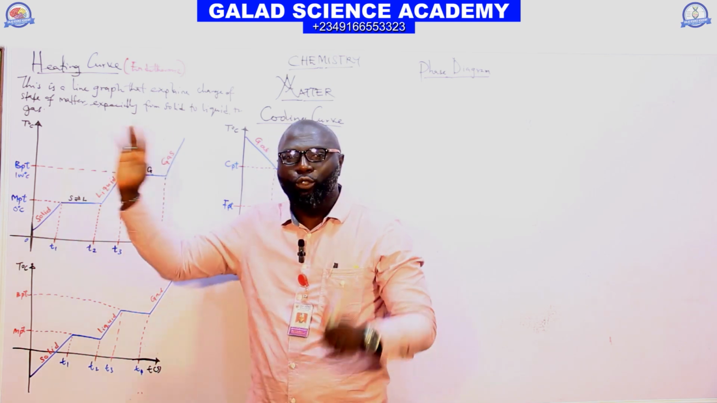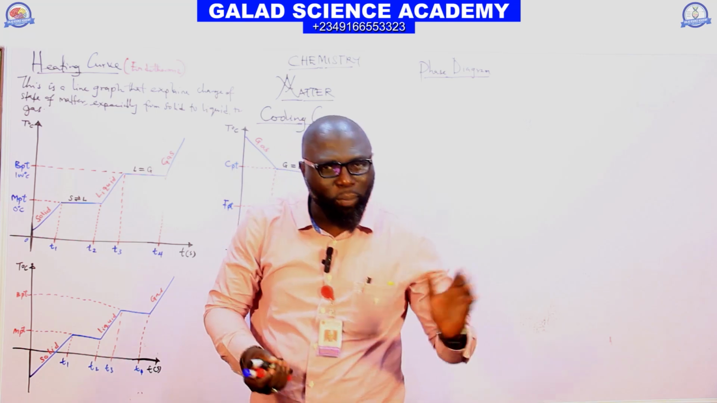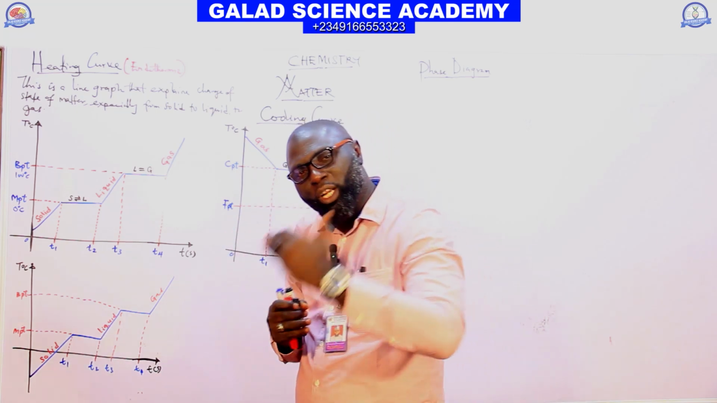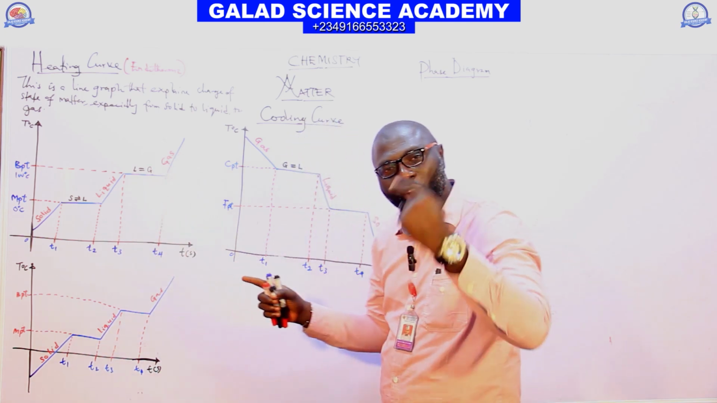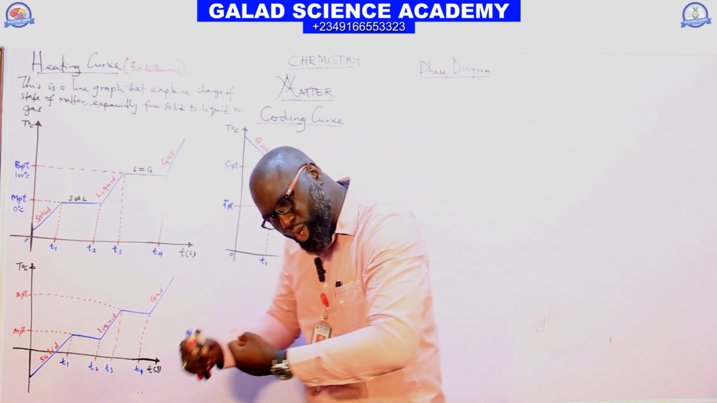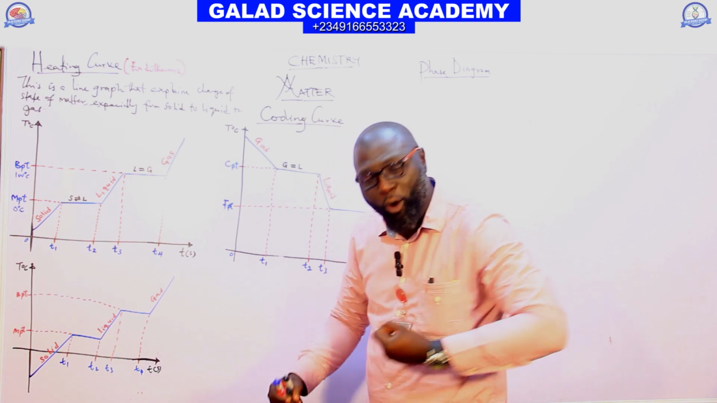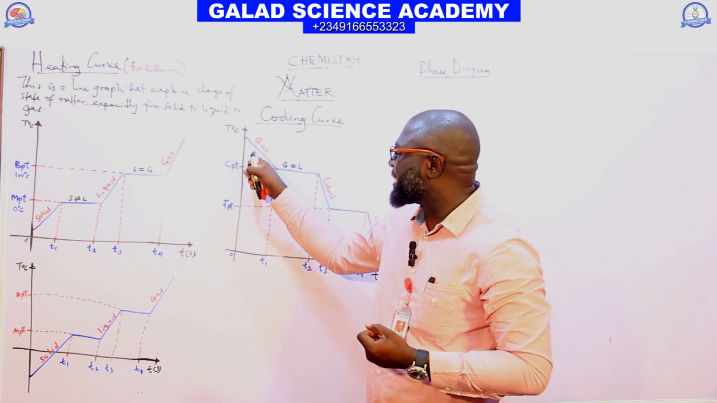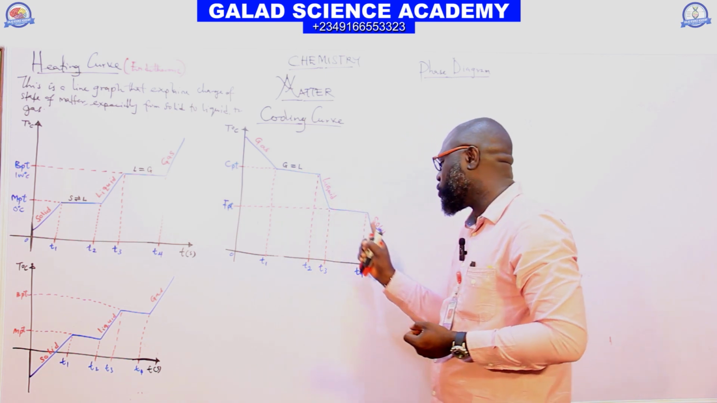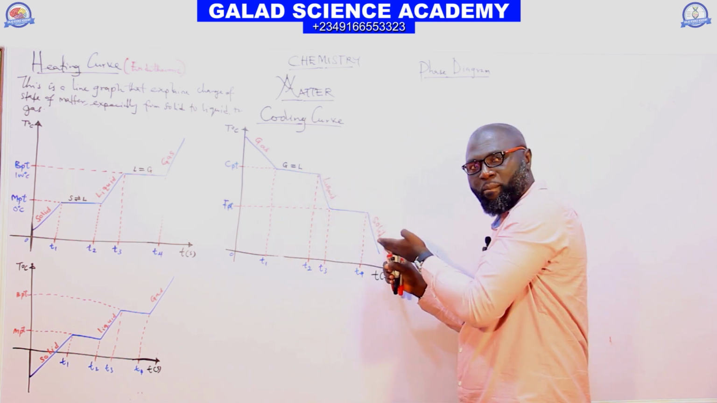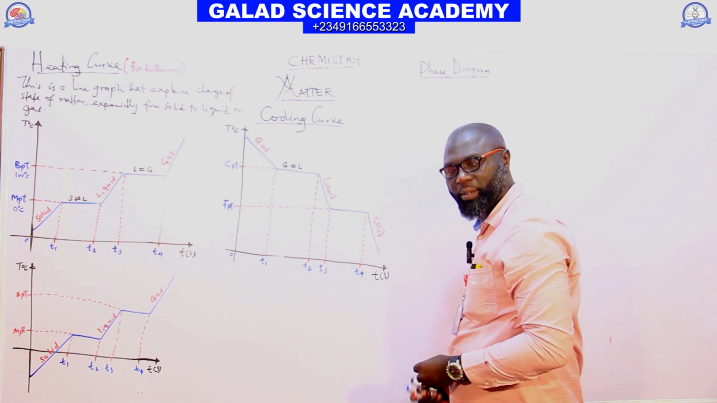So the heating curve just tells us that when heat is supplied to matter, it changes from solid to liquid, liquid to gas. This is the curve. The cooling curve tells us that when heat is being withdrawn from a system of matter, the gas will condense to liquid, and liquid will freeze to solid. This is the graph.